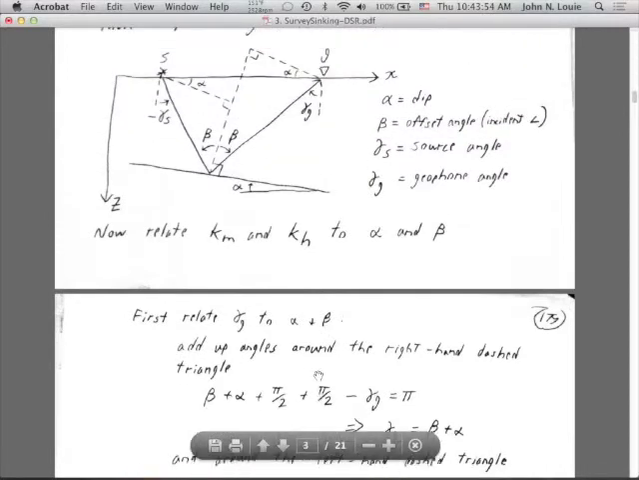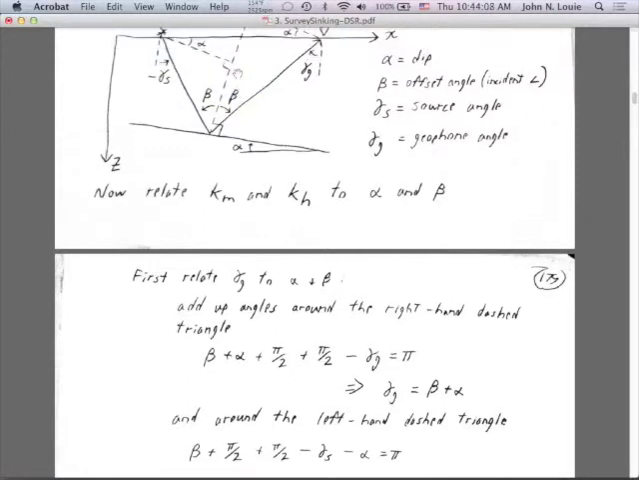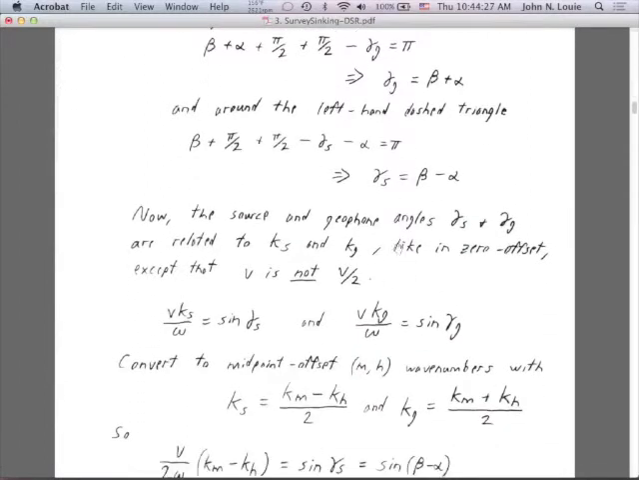All right, and then Clayton added up around the left-hand triangle on the inside, and so he has beta plus pi over 2. There's the beta, there's the pi over 2. And then this is pi over 2. This is pi over 2. This angle is pi over 2 minus gamma sub s minus alpha, and that all equals pi, and so what we get out of that is gamma sub s is beta minus alpha.